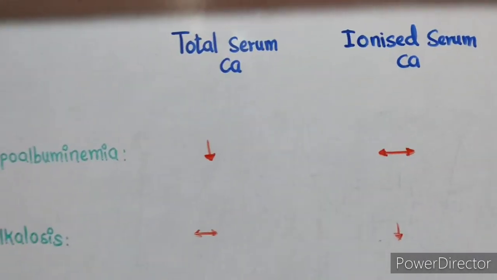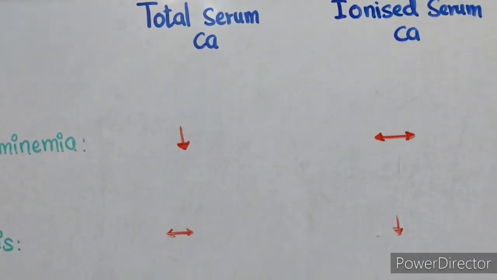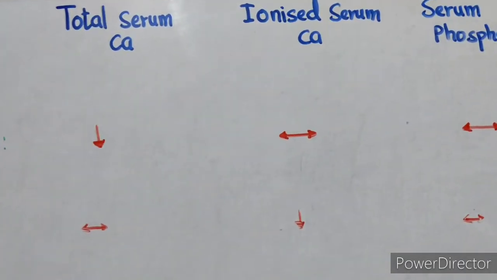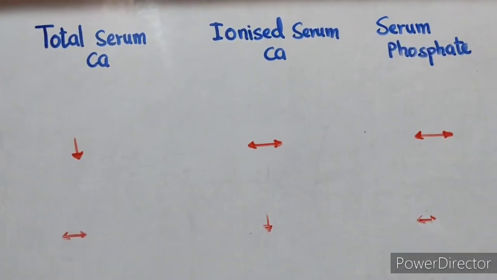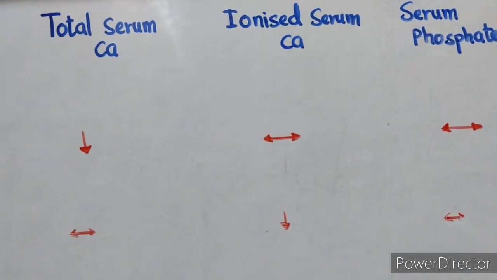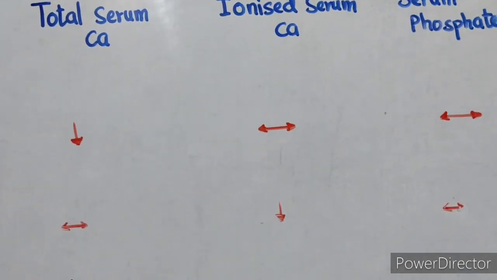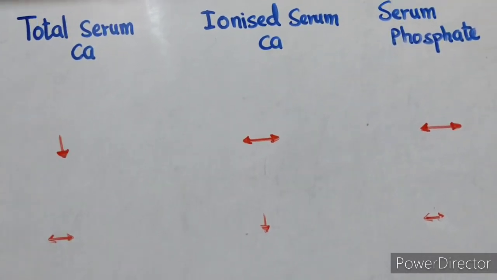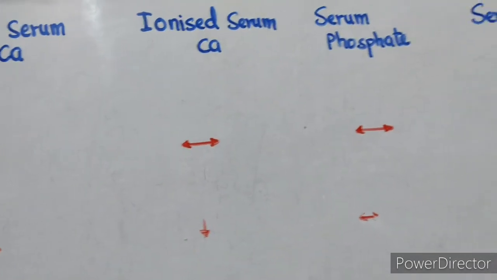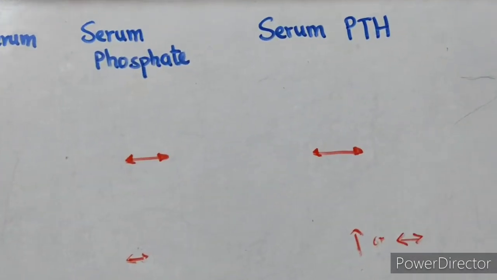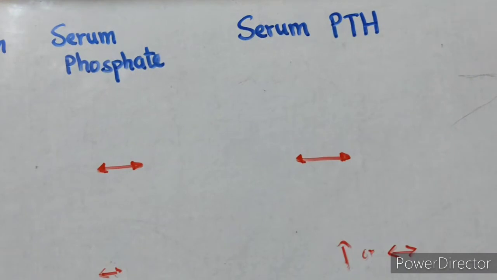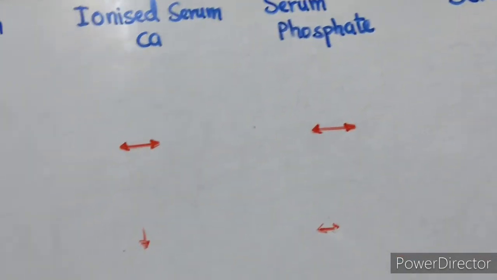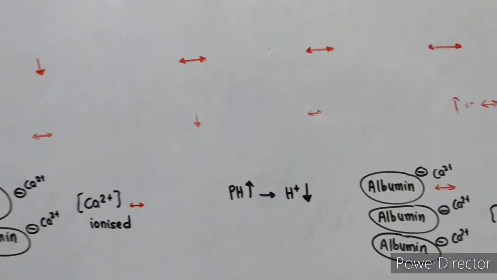That's why in hypoalbuminemia, total serum calcium will decrease because of decreased albumin. Ionized serum calcium is constant, and it is the ionized serum calcium, not the total serum calcium, that has negative feedback effect on parathyroid hormone. So since ionized serum calcium is normal, parathyroid hormone will also be normal. So when serum parathyroid hormone is normal, then serum phosphate will also be constant. Let's now see alkalosis.